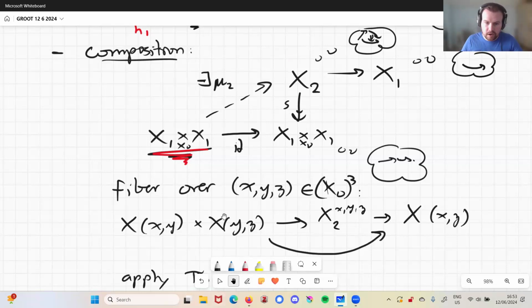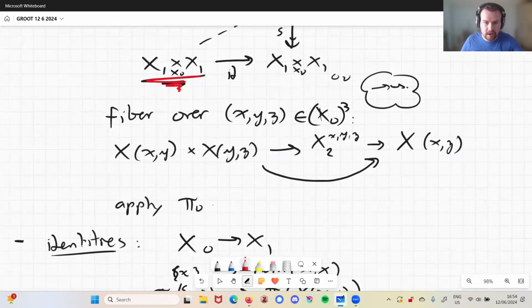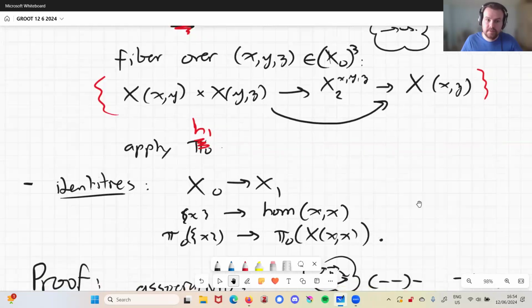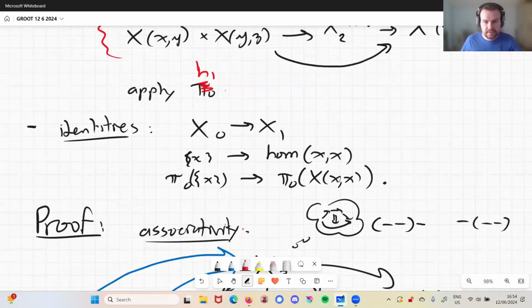We fiber this over our objects. This is now a diagram in complete Segal spaces. And this time we apply H1. You have to prove that H1 preserves products. It does. Not just up to equivalence, but up to a canonical isomorphism of categories. So yeah, easy. And it's because pi0 does. All right. And now identities are very simple as well. We just put H1 here now.